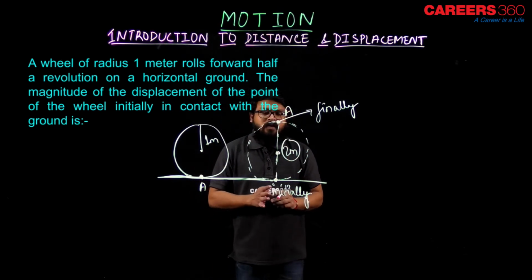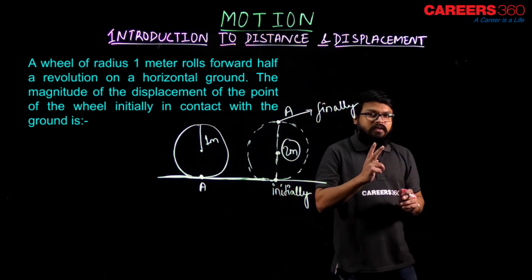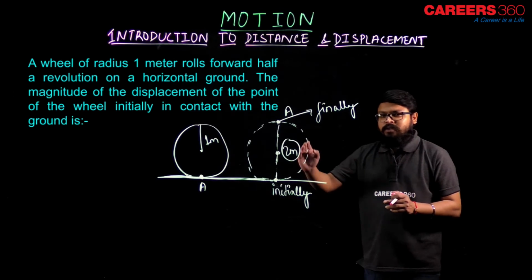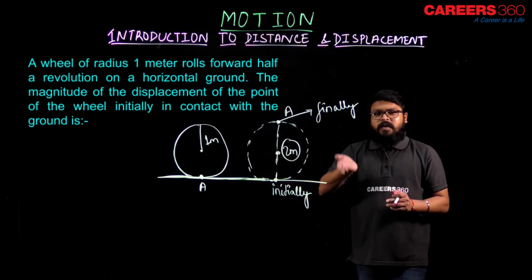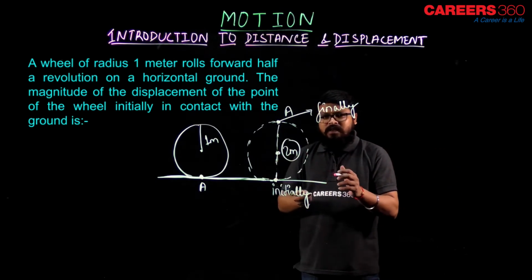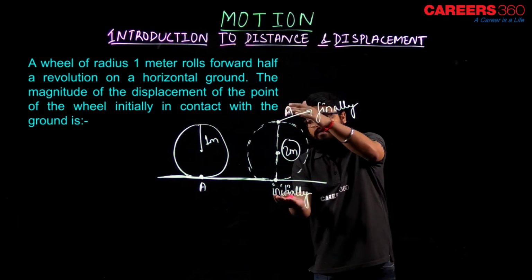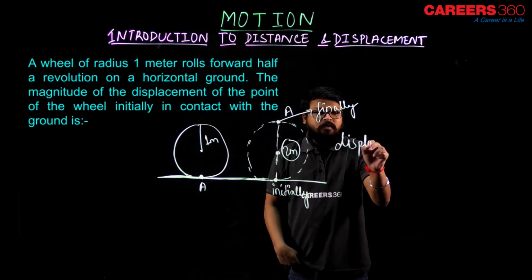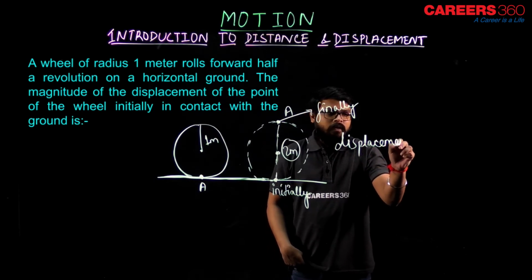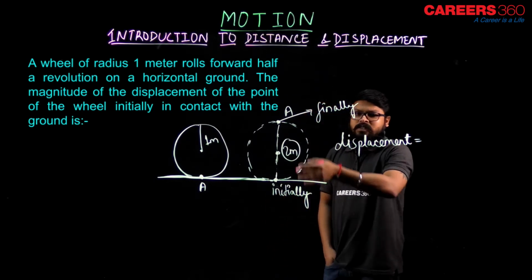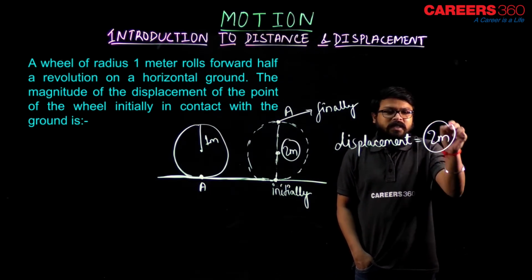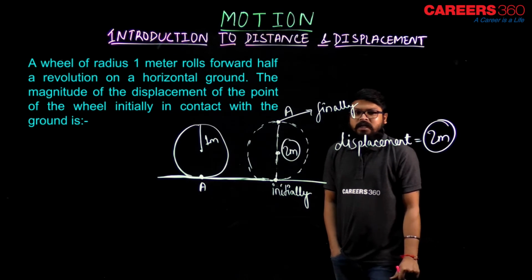Now, over here you can observe two things, that is the distance travelled by the point A which was in contact with the ground and the displacement. Displacement is nothing but the shortest distance between initial and final position. So, over here displacement would be the shortest distance between initial and final, that is nothing but the diameter, that is 2 meter, isn't it?